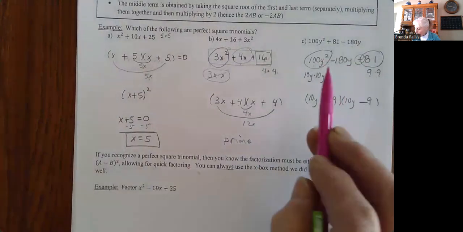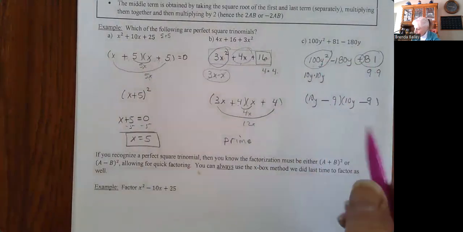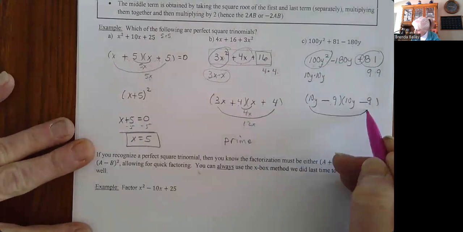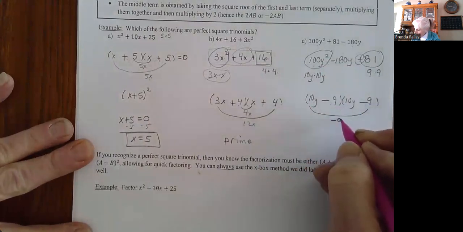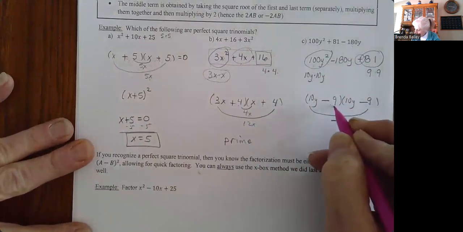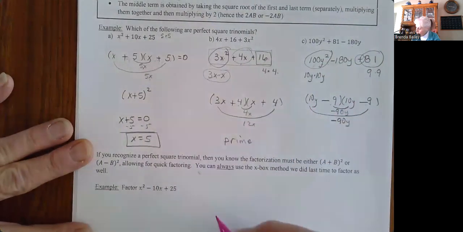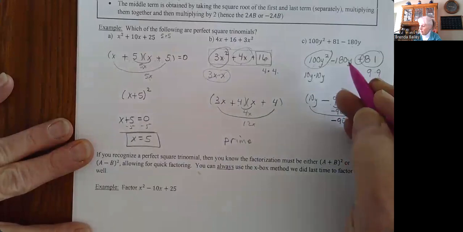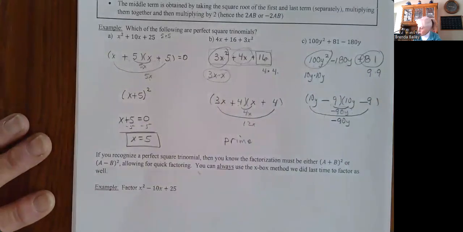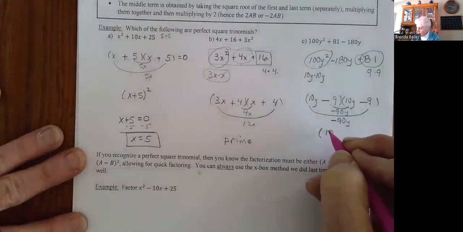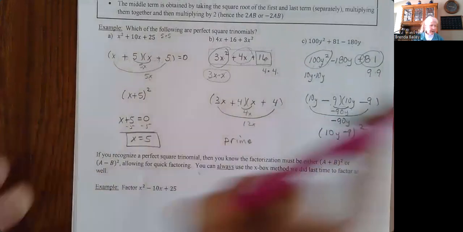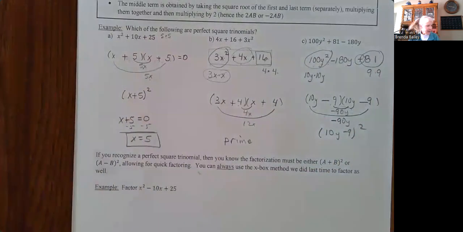All right, so we set it up with the first and the last, and now let's see if we get the middle. So that's a negative 90y. Negative 90y, when I multiply and combine those, I get a negative 180y. So our solution is 10y minus 9 squared.